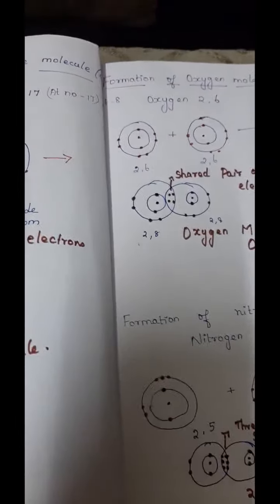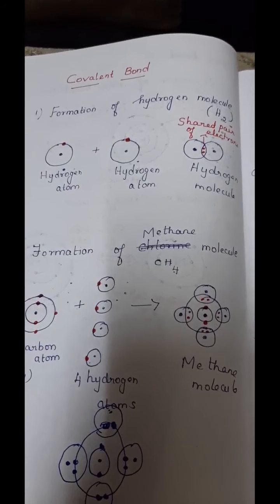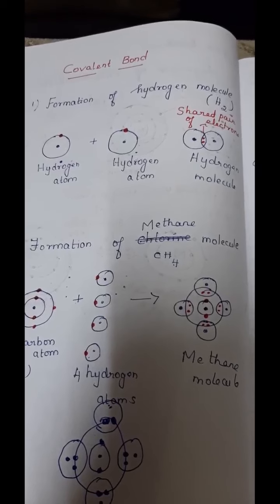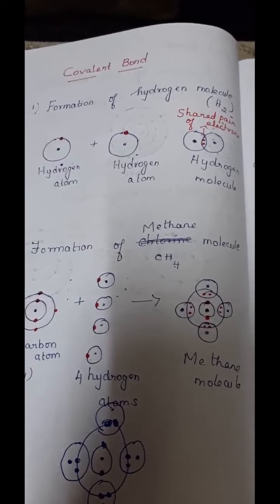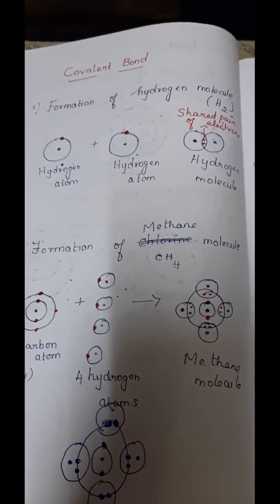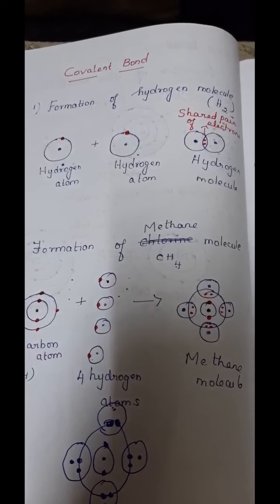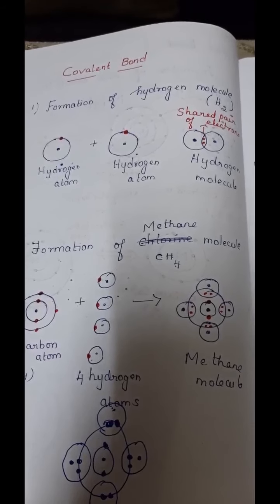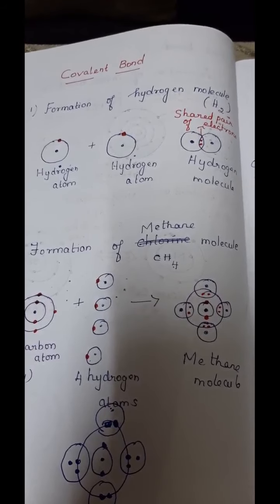So once again I repeat, covalent bond. Generally, in a covalent bond, an electron in one atom and an electron in another atom are shared, for the formation of a bond. To attain the nearest stable configuration, the atoms combine together by sharing electrons to form a covalent bond. Okay, to attain the nearest stable configuration.